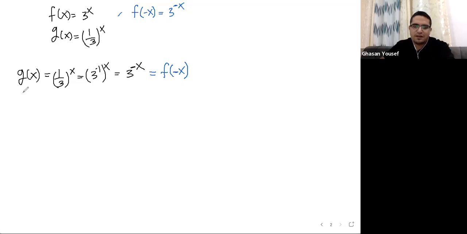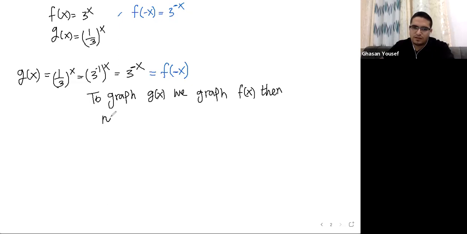So this means if I want to graph the function g of x, I will graph the original function f of x, then reflect it around the y-axis. So to graph g of x, we graph f of x, then reflect it around the y-axis. This is very important.